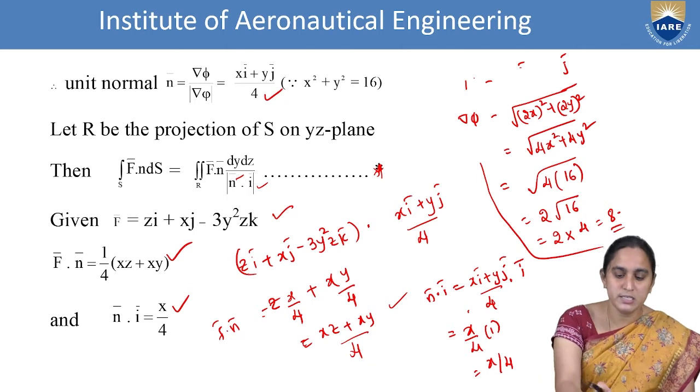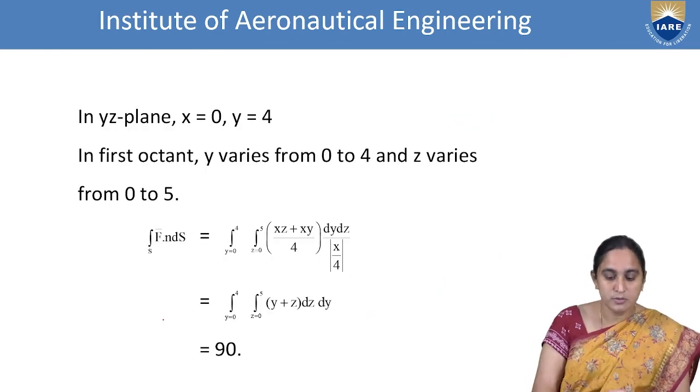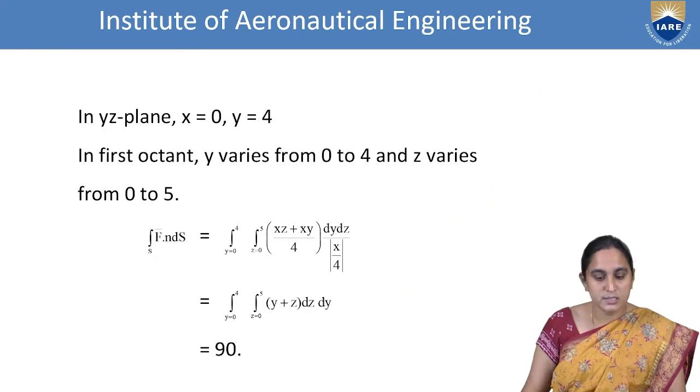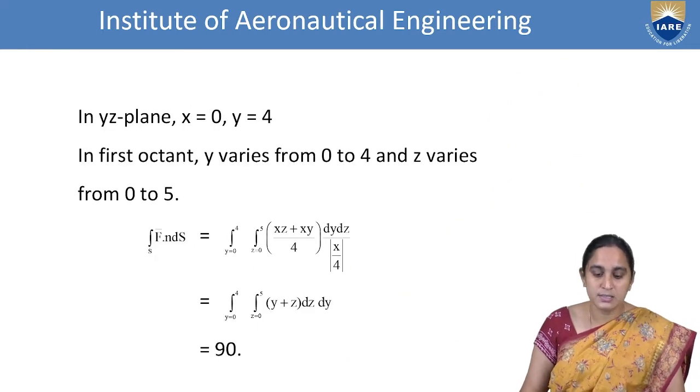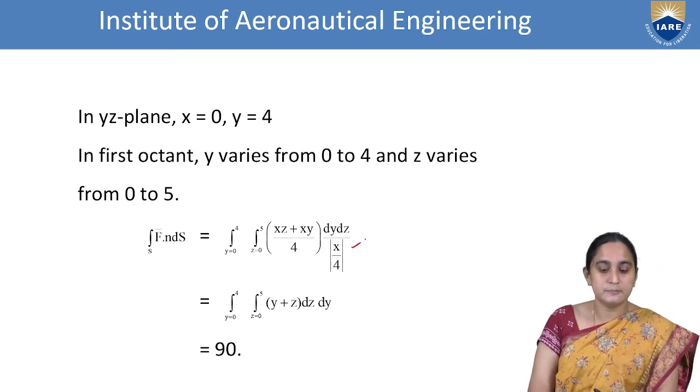Now we know each and every part of the formula, that is F bar dot n bar and n bar dot i bar. Then what about the modulus of n bar dot i bar? The modulus of n bar dot i bar is the modulus of x by 4. Next, we discuss that.